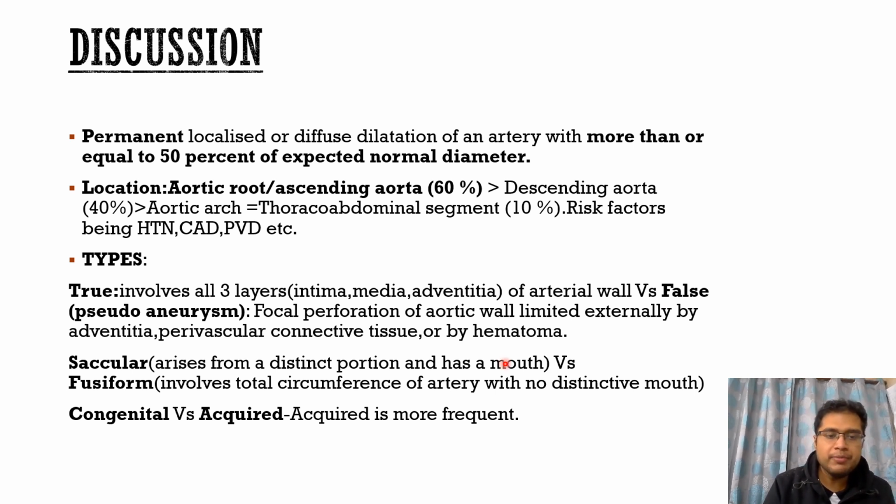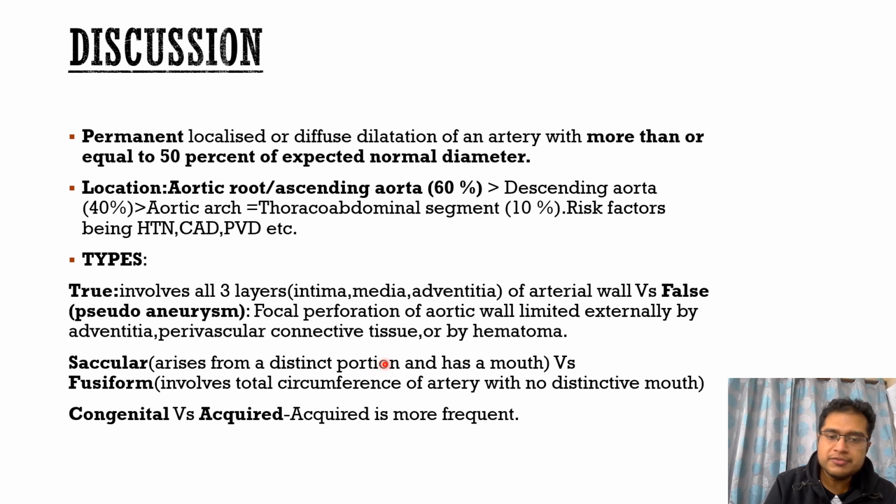So aneurysms can broadly be classified into a true aneurysm or a false aneurysm, saccular aneurysm or a fusiform aneurysm, congenital aneurysm versus acquired aneurysm. So true aneurysm includes all the layers of the arterial wall, while false aneurysm, which we have seen in both the cases, have only a single layer of the vessel wall surrounding it.